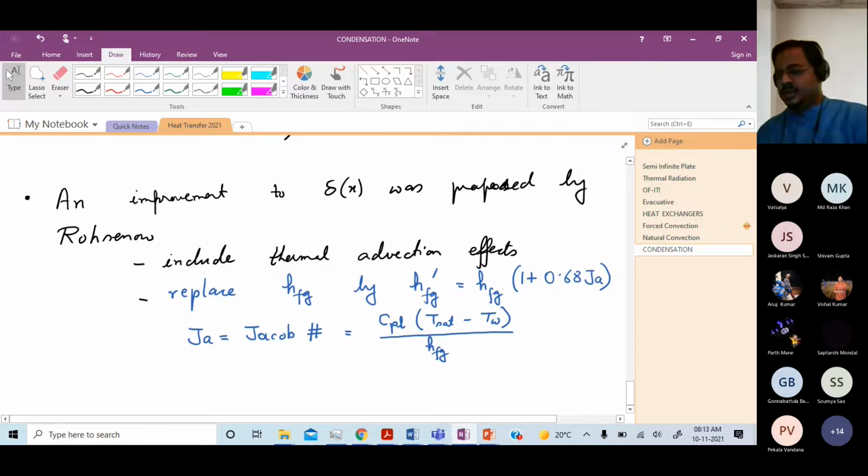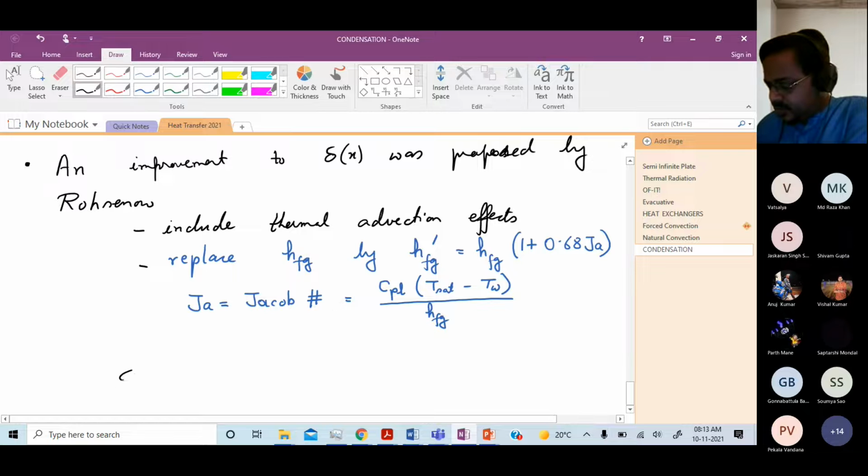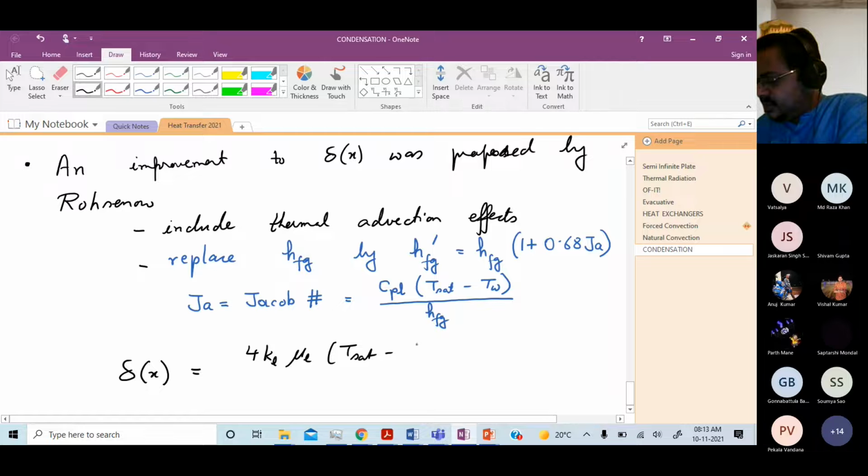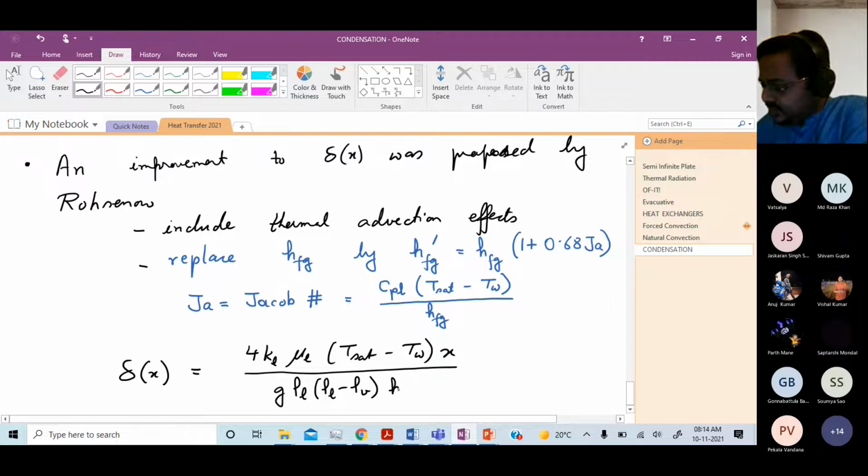So therefore, what happens as a result? The changed expression for the film thickness now becomes, everything is the same, 4 KL mu L Tsat minus Tw times x divided by g rho L minus rho V times H prime Fg, and this whole thing to the power 1 by 4.